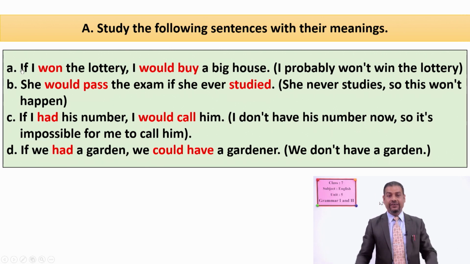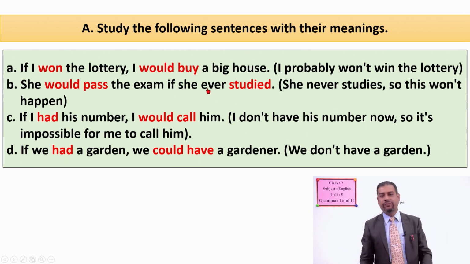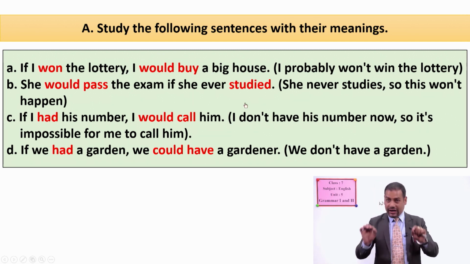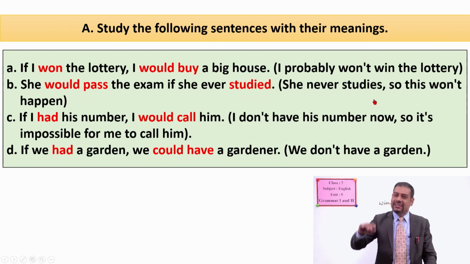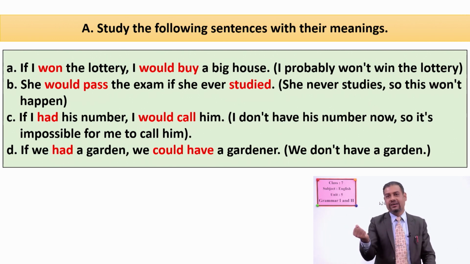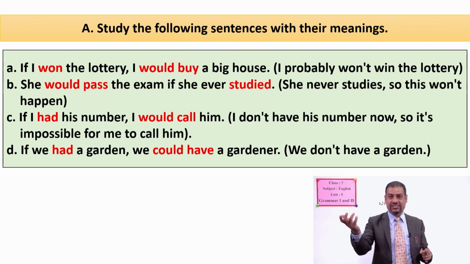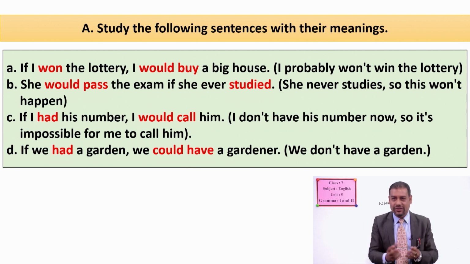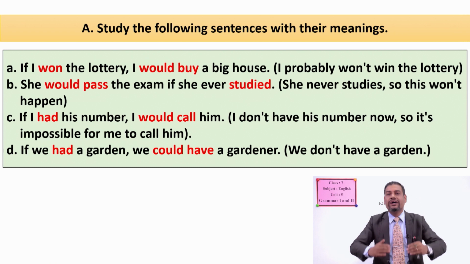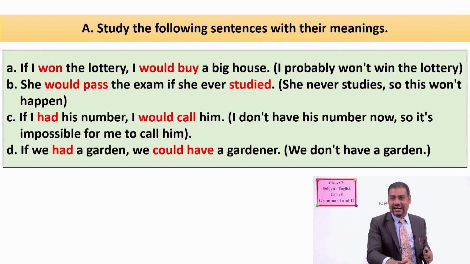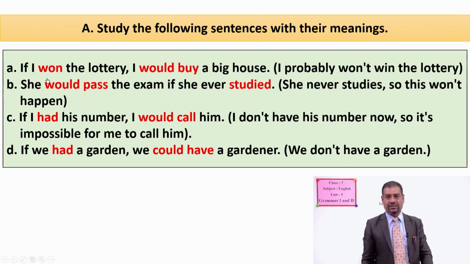Here he says, if I won the lottery, I would buy a big house. And in what situation do we use this structure? Look at, I probably won't win the lottery. It means that there is a very small chance to win the lottery. So it is like imagination. If I get a huge amount of money, I can build a beautiful house. That is my imagination. So if I want to express it and it has less chance, I have to use this structure. Okay, simple past plus would, could, should, might plus infinitive.